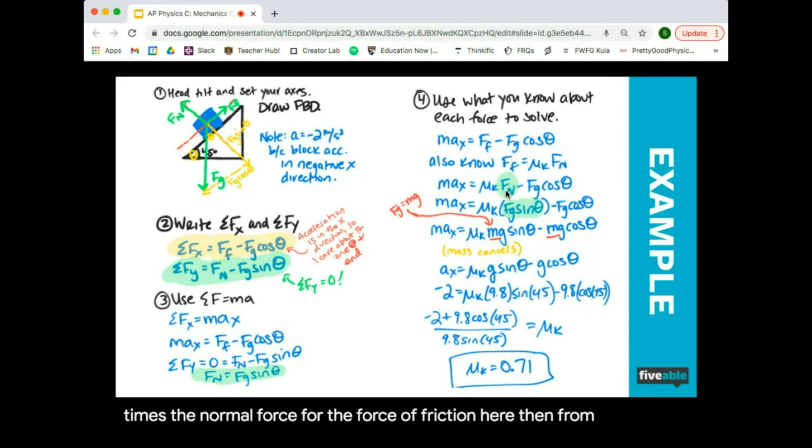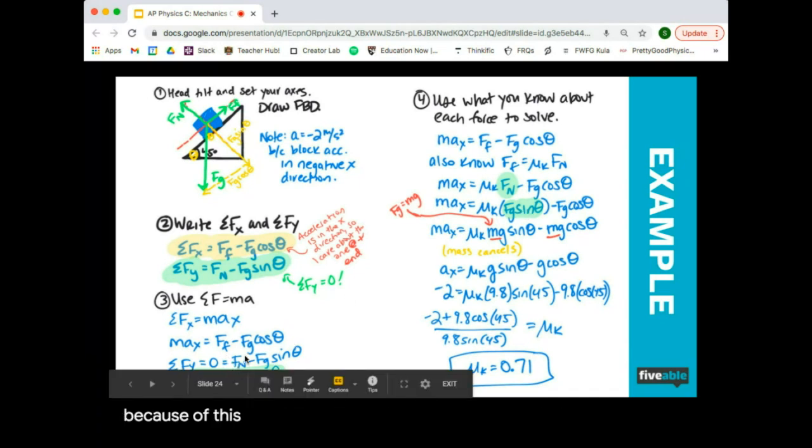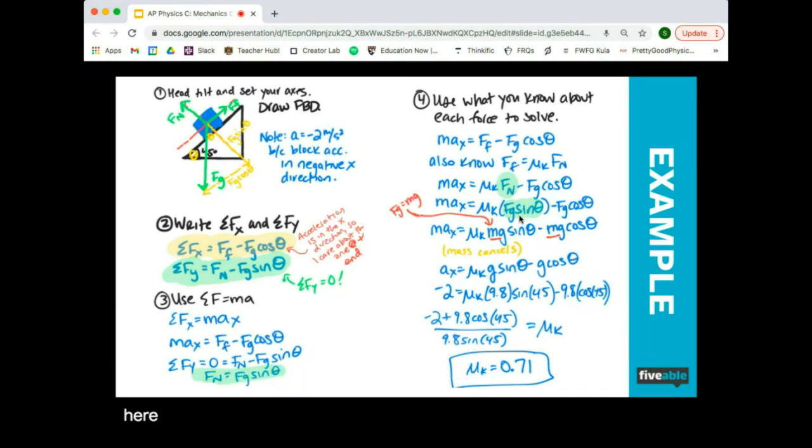Then from there, I also know that the normal force is equal to the y component of gravity because of this. So we know that this is equal to 0. So I can say that the normal force is equal to the y component of the gravity. So I plug that in here.